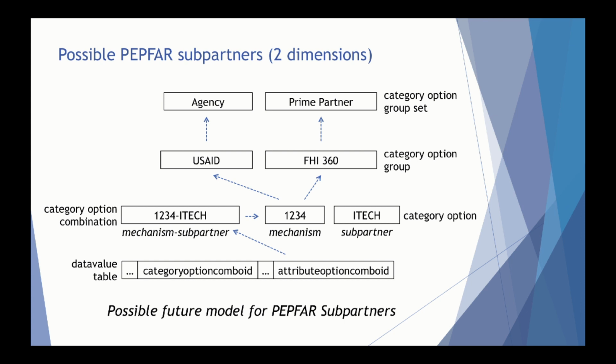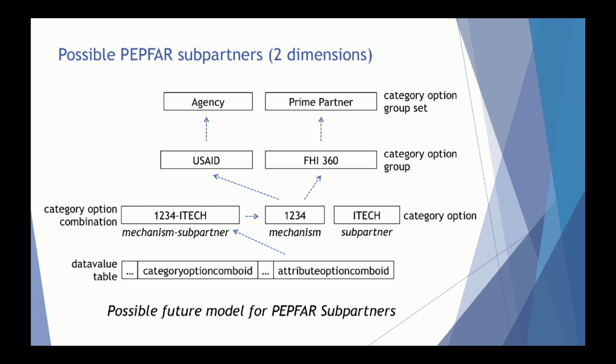And then the other dimensions, the other category option groups and group sets, would be as they are today, except that we would rename the category option group set partner to refer to the prime partner. In the case where the prime partner is doing the work themselves, then we could put the prime partner designation, in this case FHI 360, also in the category option under subpartner to make sure that the prime partner got full credit for doing all that work.